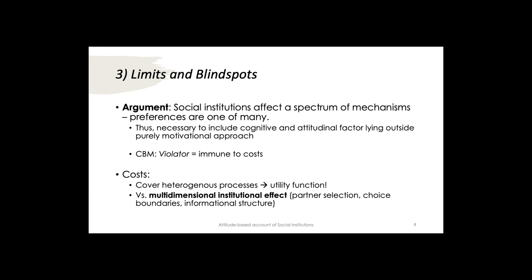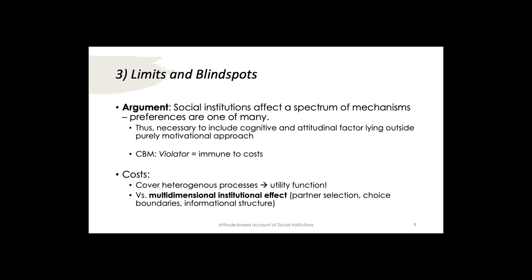My argument against the cost-based model rests on a simple yet general idea that social institutions affect a spectrum of mechanisms of which preferences are only one of many. Normativity, understood as cost, influences exclusively payoff-related aspects of the interactions. The cost-based model reshapes various effects into the one-dimensional consequence of adding or subtracting utility. Contrary to this view, I hold that to better understand and explain conforming and violating institutional behavior, it is necessary to include cognitive and attitudinal factors lying outside pure motivational approach.